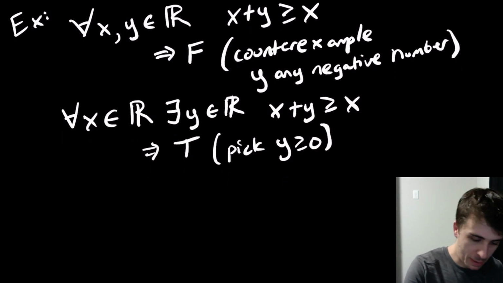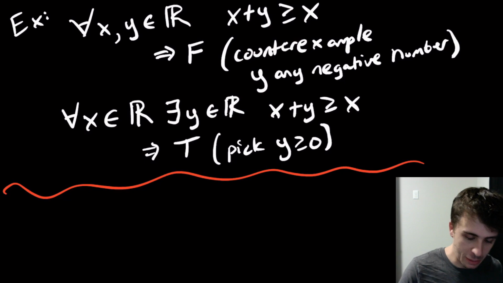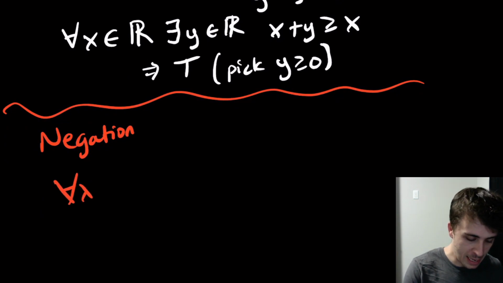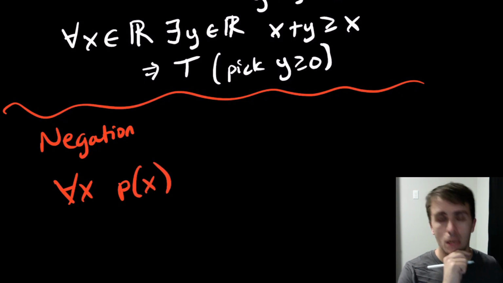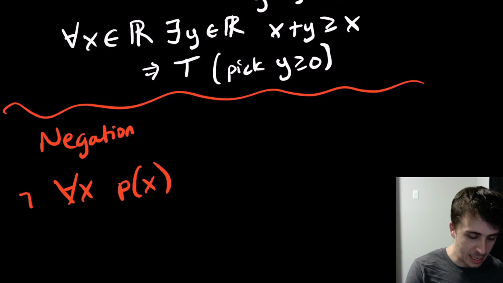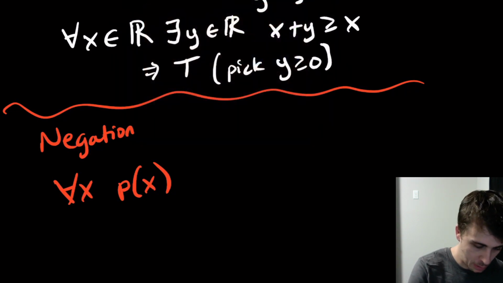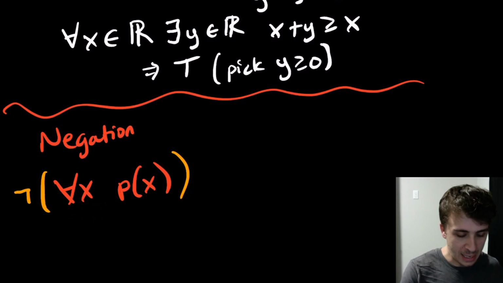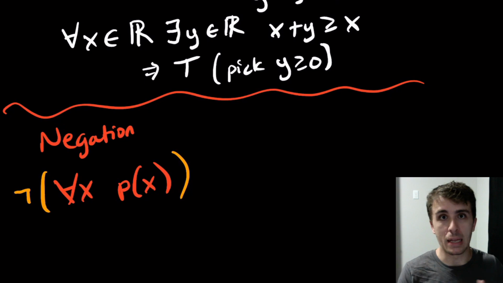Okay, so what about negation? Or what things can we do with propositions? So let's just say that I have a proposition right here. For all x, we have some proposition, p of x. What if I put a negation on the front of that and negate the whole thing? Then the inside is saying for all values of x, the proposition is true, but the negation says that the truth value of this whole thing is reversed.